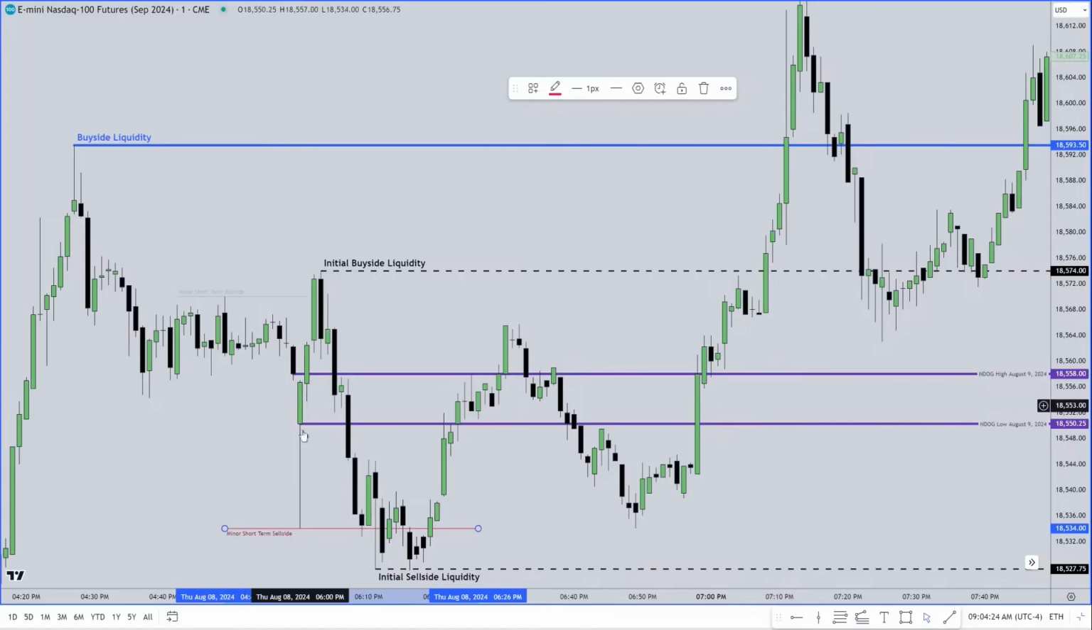Now, what happens if it did this? If it was in here and it went down there first and it took out that low? Okay, you would screenshot it as it happens, and then you would anticipate it running above this high. And what you would do, classically, it will do that.